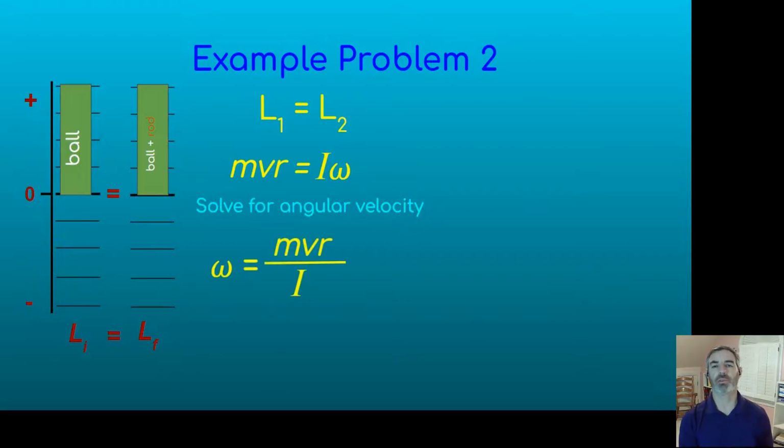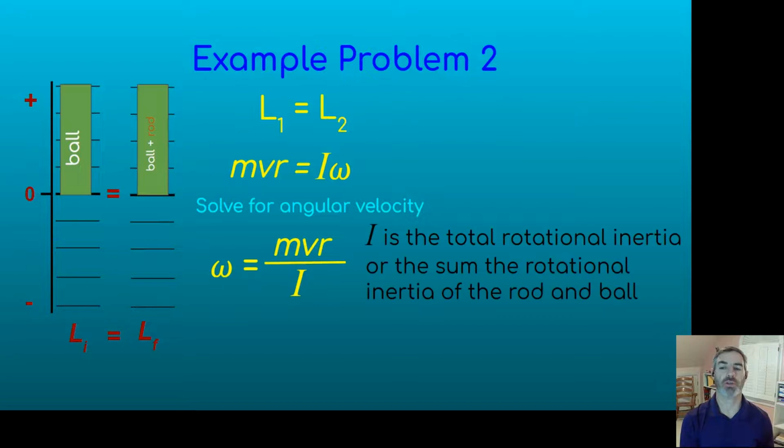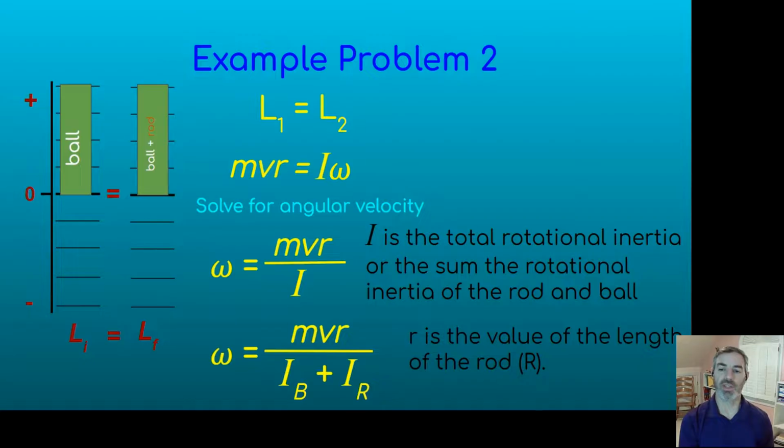But those are not all the symbols that we're allowed to use. The symbols that we're allowed to use are just the mass and length of the rod, and the mass, velocity, and radius of the ball. So we know that the rotational inertia is just going to be the sum of the rotational inertia of the rod and the ball. We can write that as I_B plus I_R, and R is the length of the rod, which we defined as capital R.